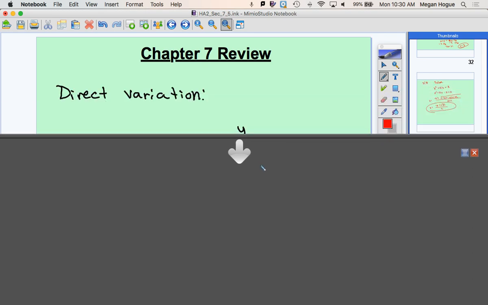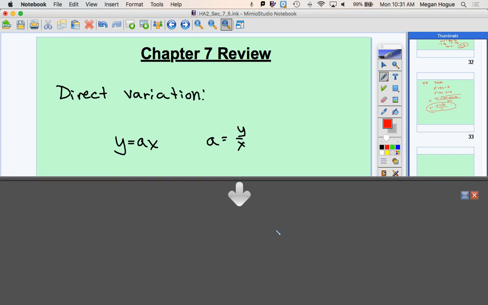All right, way back at the beginning of the chapter, we talked about variation. The first type of variation was direct variation. Anyone remember the equation that goes with that? Go ahead, Zane. She said x equals... All right, so y equals ax, or if you also want to memorize it, a equals y over x.